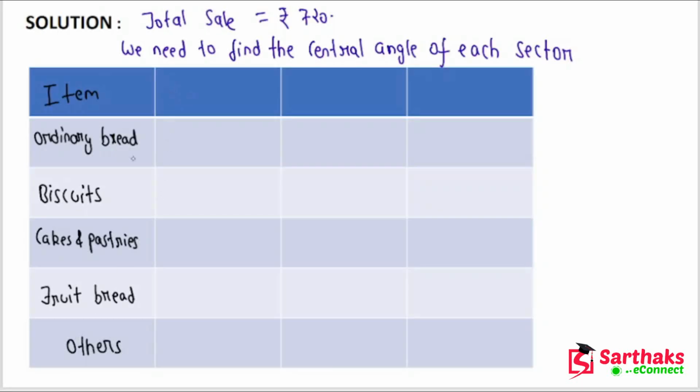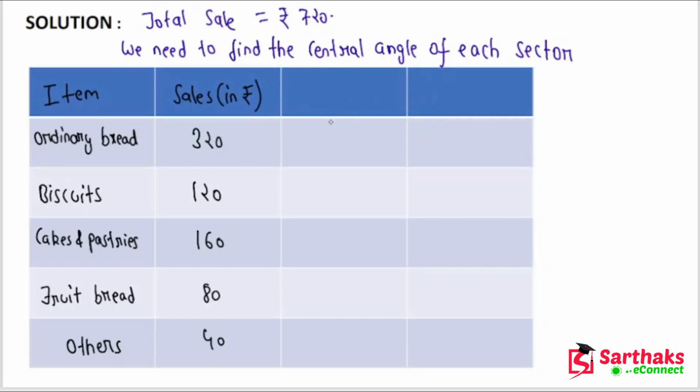Now let us talk about their values, that is, sales. Sales, obviously, in rupees because we have the total in rupees only. So let us talk about their individual sales. Ordinary bread was sold worth rupees 320. Biscuits for rupees 120. We sold 160 rupees worth of cakes and pastries, 80 rupees worth of fruit bread, and 40 rupees worth of others. Okay, so now we have to calculate the central angle.